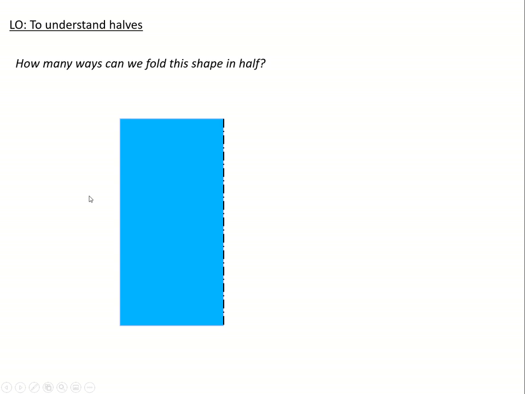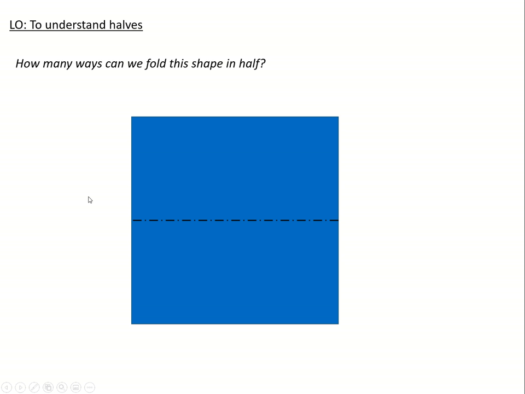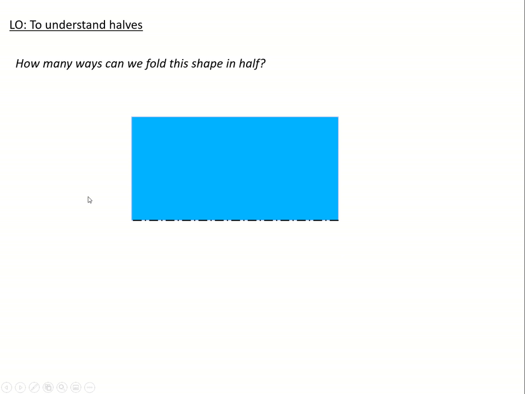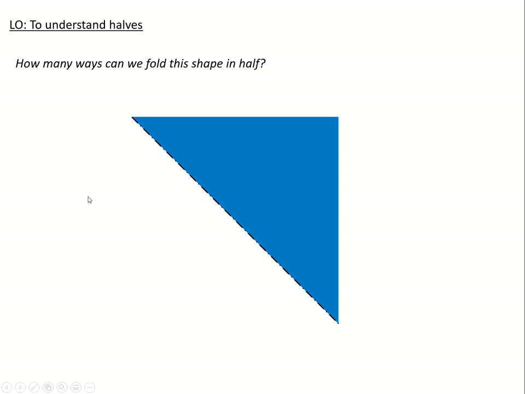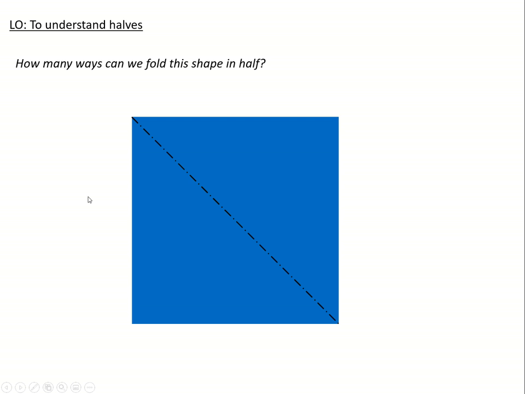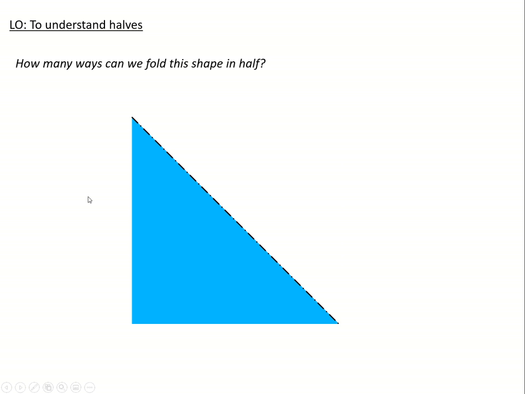So we can fold it that way. We can fold it down. We can fold it diagonally. And we can fold it diagonally the other way. Each of those 4 shapes are the different ways we can fold it. Okay, you might want to have a go at doing this on a piece of paper. If you can find a square sheet of paper, grown-ups, then have a go at folding that.